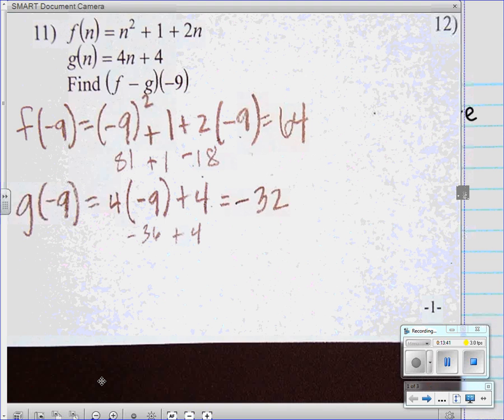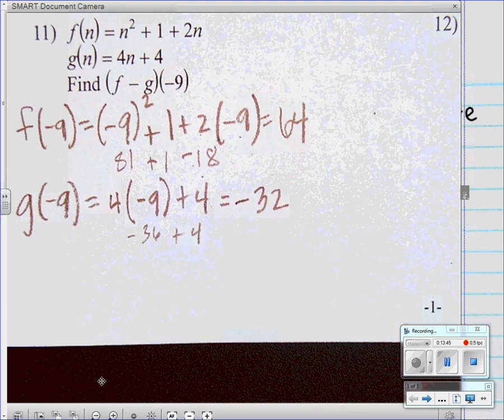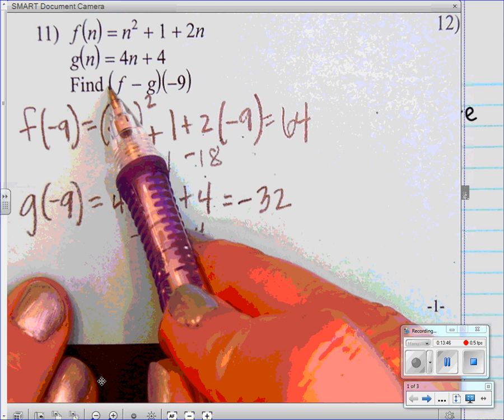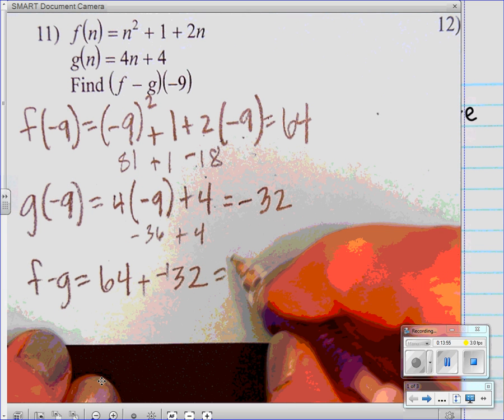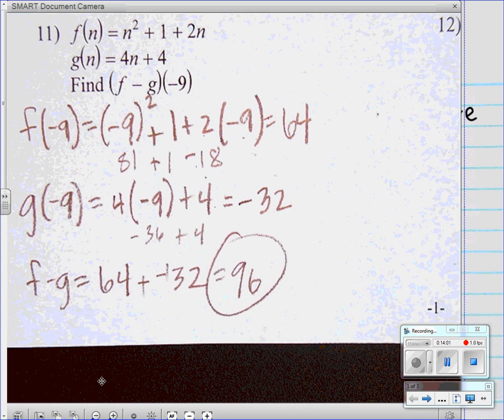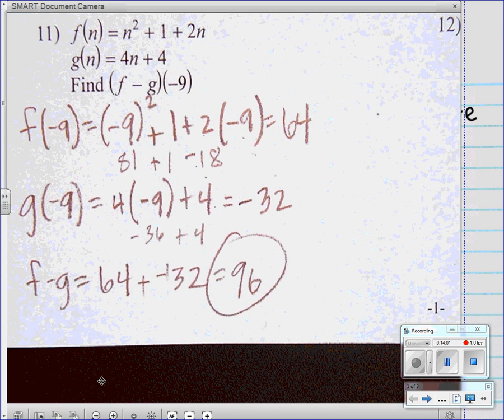Now that we've plugged in negative 9 into each of the functions, now we need to subtract them in the correct order. I don't want to do all this work and just mess up on the very last step. So it's f minus g. So we're going to go 64 minus a negative 32, right? So that will be 96. Good. Questions?